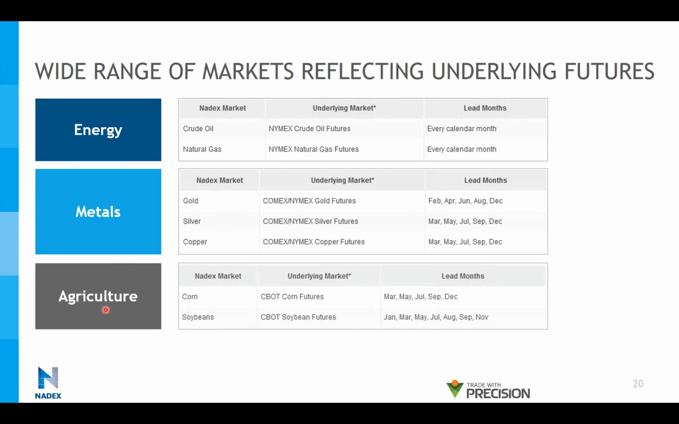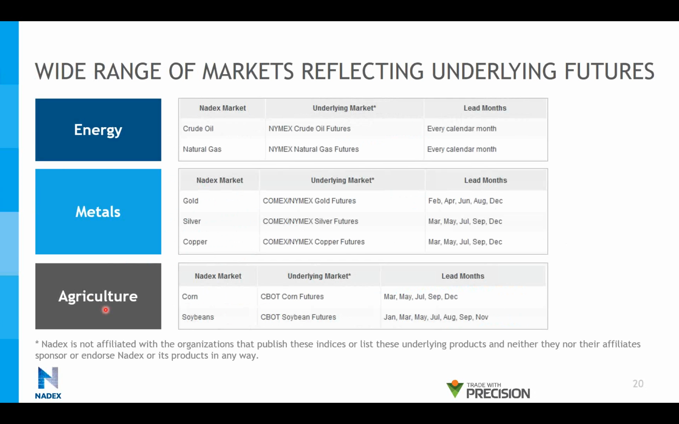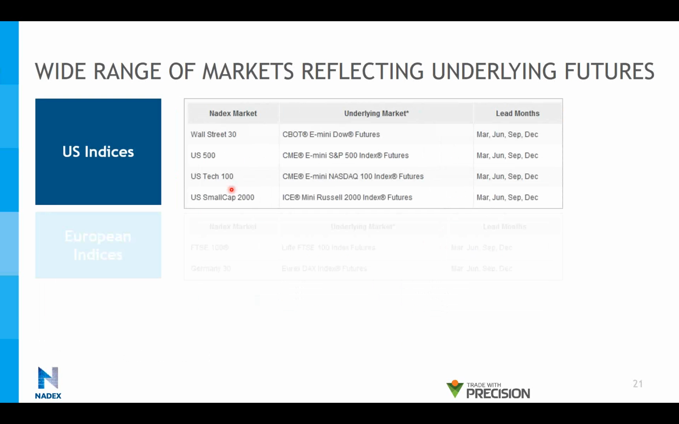We have talked about the wide range of markets reflecting those underlying futures and different sectors. We have a look at energies, metals, agriculture, and you can see it's crude oil, natural gas, gold, silver, copper, corn, soybeans, those different months out there. And yeah, you have access to all those markets. No need to open a futures broking account. You can trade those markets here really with spreads, with binaries at Nadex.